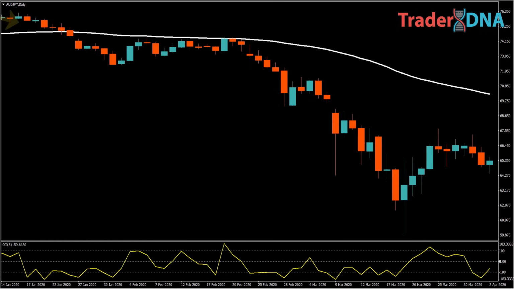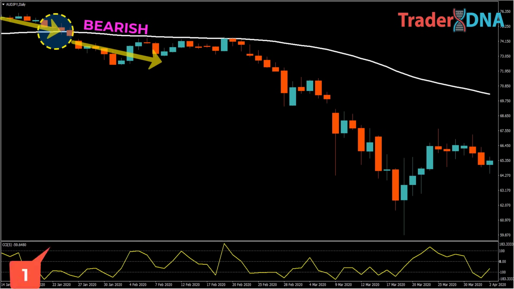Take a look at this chart. Price has broken below the 50-period EMA. That tells us one thing, the market is officially in a bearish trend. This is our first major rule, a clearly established downtrend. Next, rule number 2, we need to see the market enter an exhaustion phase.